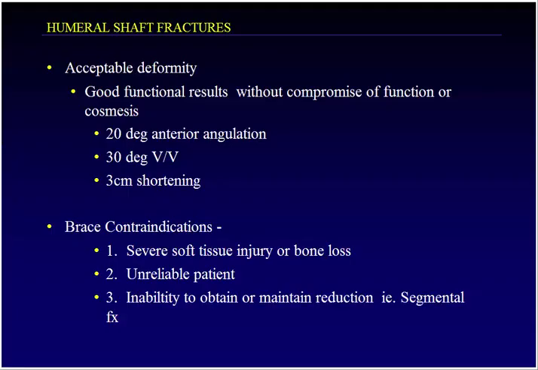So what is an acceptable alignment for a humeral shaft fracture? You can expect a good functional result without compromise of either shoulder function or cosmesis if you have less than 20 degrees of anterior angulation, less than 30 degrees of varus valgus angulation, and less than 3 centimeters of shortening. So those are the criteria, if you will, for an acceptable closed treatment, and the vast majority of humeral shaft fractures will fit those criteria.